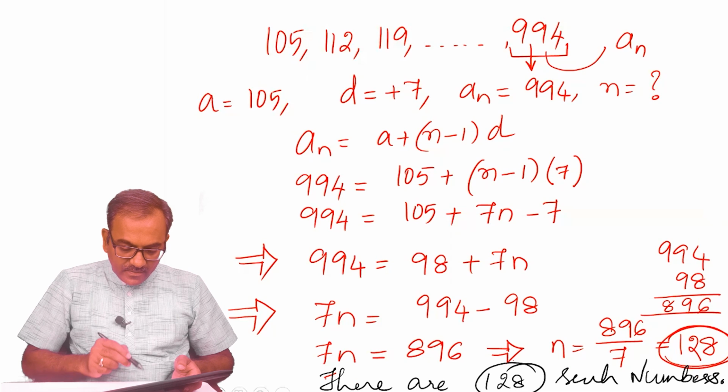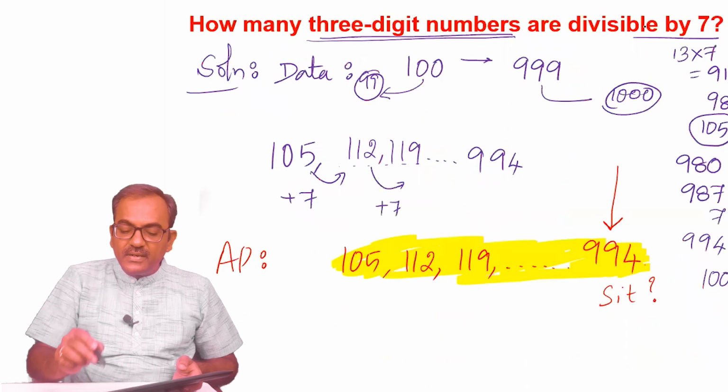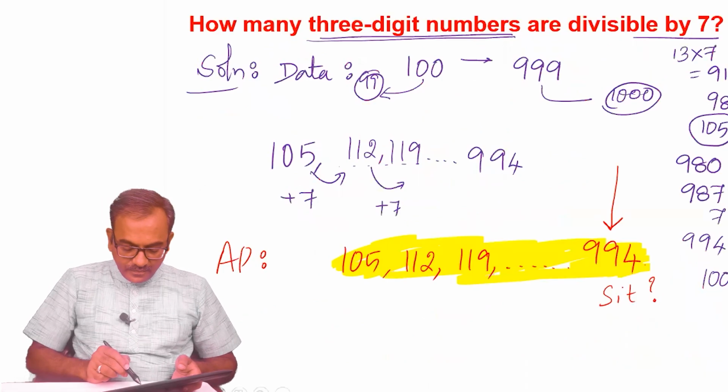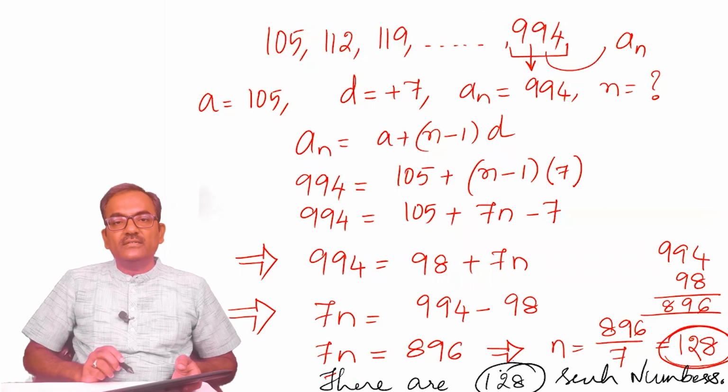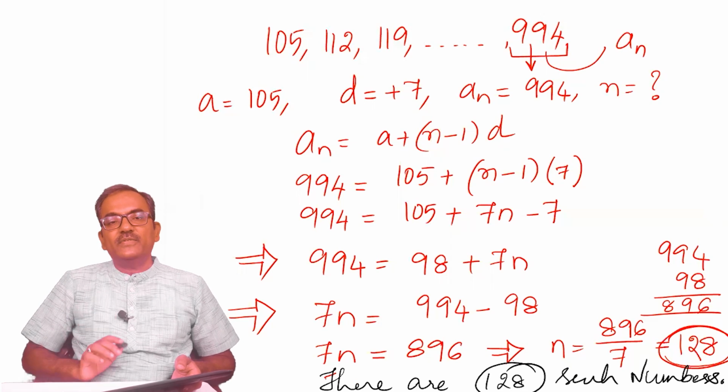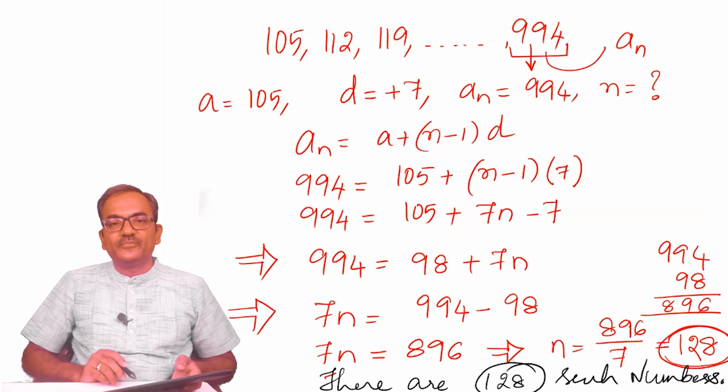It means to say, how many 3-digit numbers are divisible by 7? 128 are the 3-digit numbers which are divisible by 7.